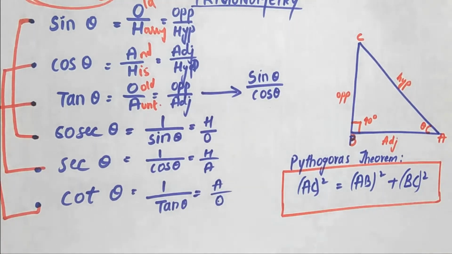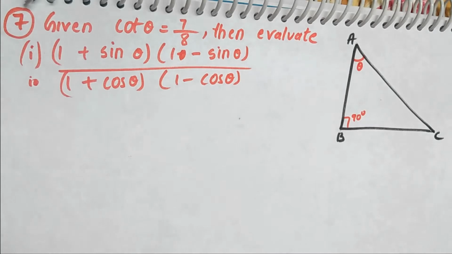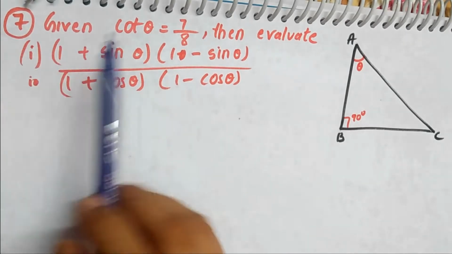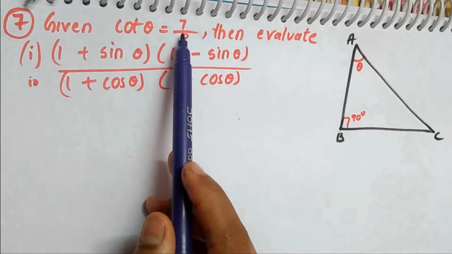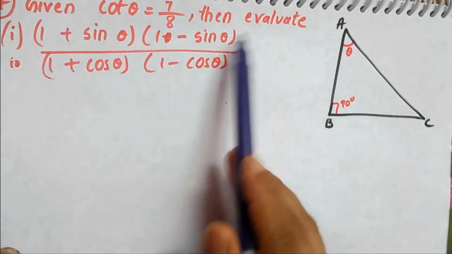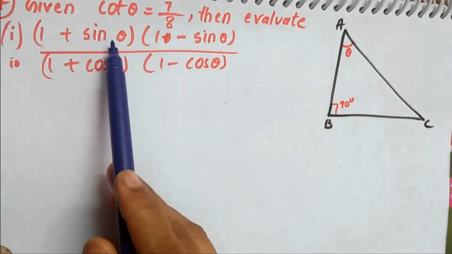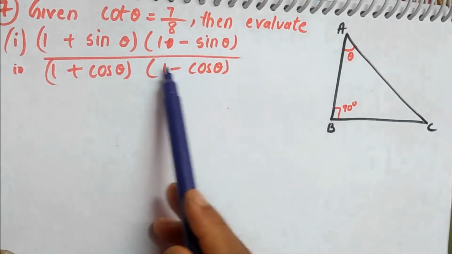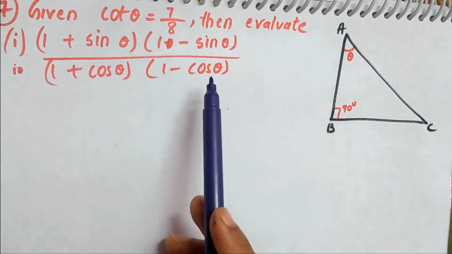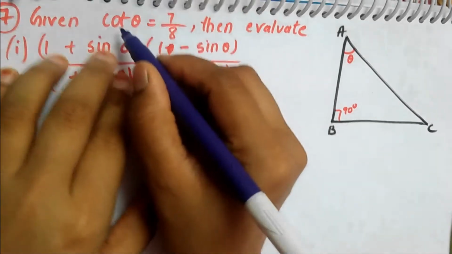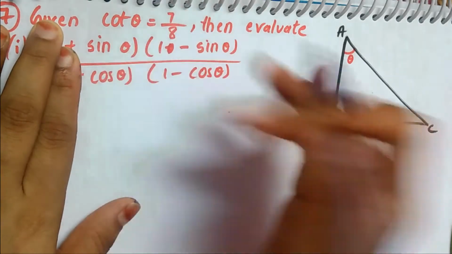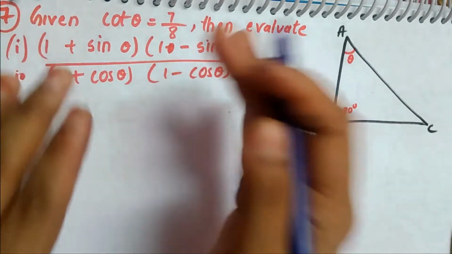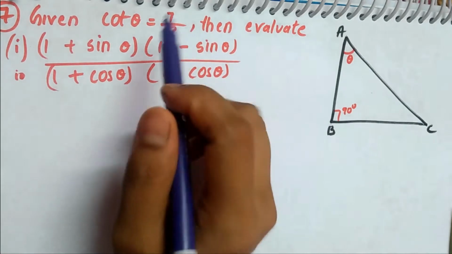Okay, let's quickly get started with the 7th problem of exercise 11.1. In the 7th problem, it's given that cot theta is equal to 7 by 8. Then evaluate (1 plus sin theta)(1 minus sin theta), the whole divided by (1 plus cos theta)(1 minus cos theta). Till now we had problems where, given one ratio, we were to find other ratios. That was very simple. This is also very simple once you get the knack of it.